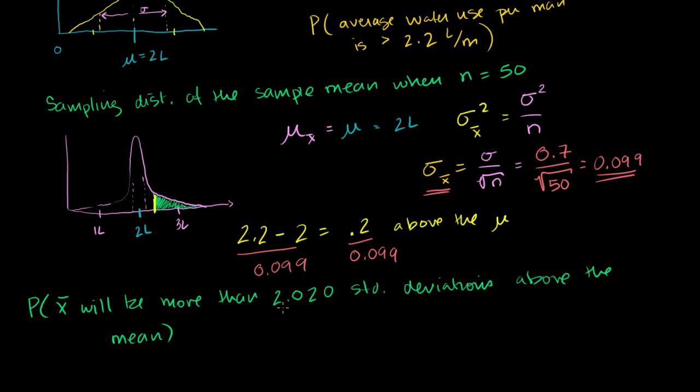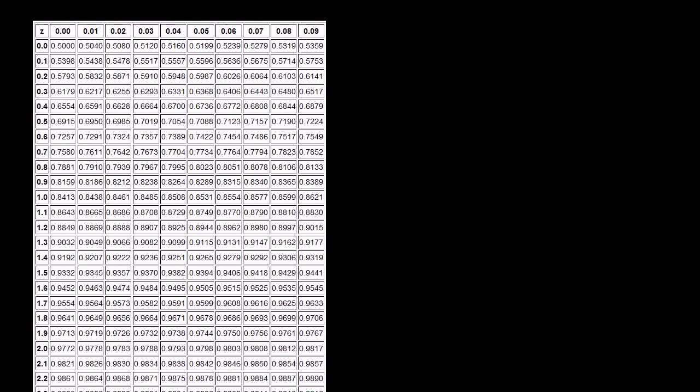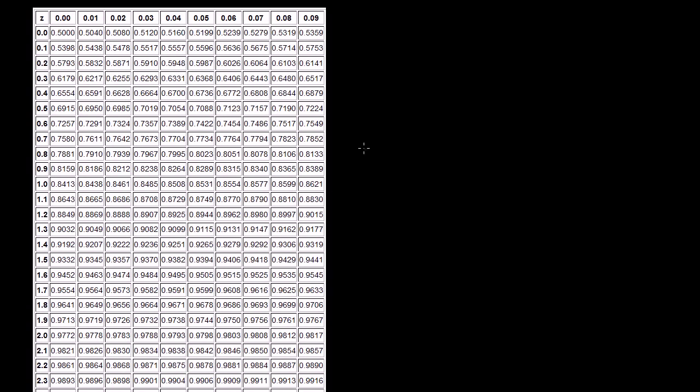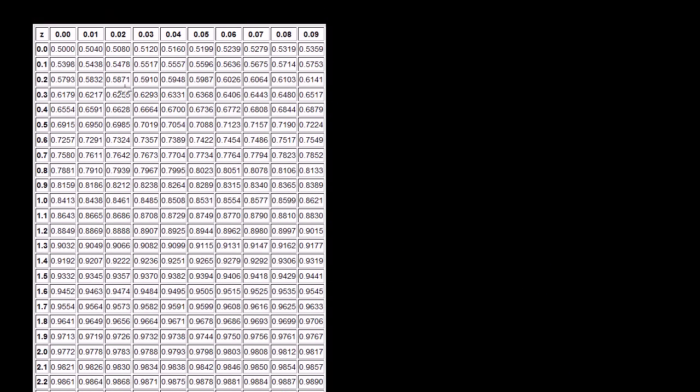But anyway, we need to figure out the probability that the sample mean will be more than 2.02 standard deviations above the mean. To figure that out, we go to a z-table, and you can find this pretty much anywhere. Usually it's in any stat book or on the internet. The z-table will tell you how much area is below this value. So if you go to z of 2.02, the value we were dealing with, you go for the first digit, 2.0, and then the next digit, 2.02, is right over there.